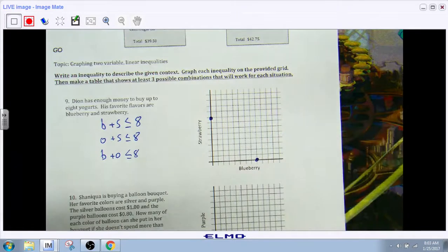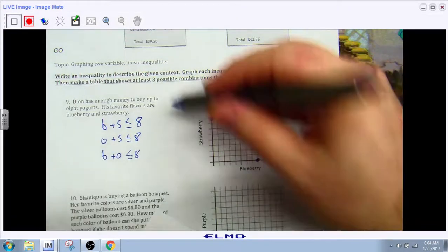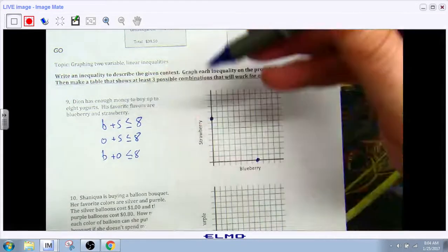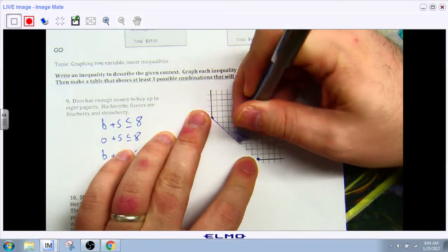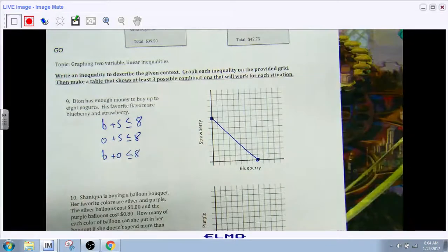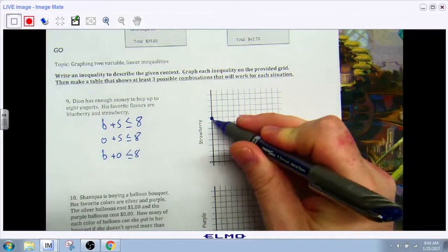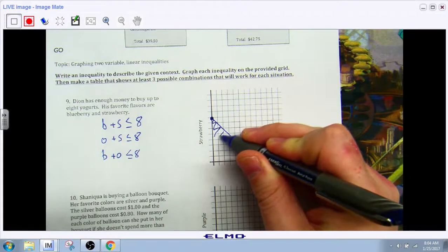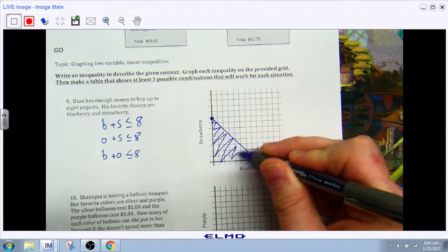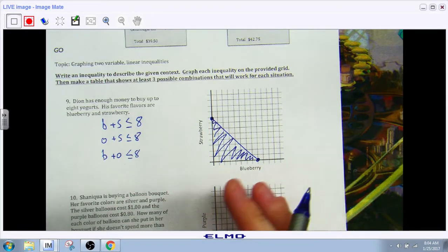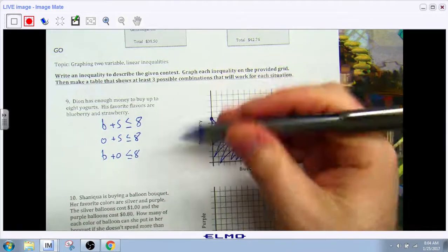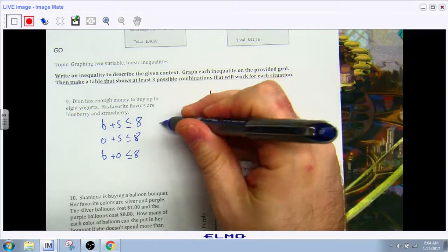Okay. We can then make a graph. Since he can buy up to 8, it's going to be a solid line because it's less than or equal to. So it's going to look like this. We're going to shade underneath here. I'm just going to do a little squiggly line to show my shading because I don't have a pencil. Okay. So those represent all the different possibilities of strawberries and blueberries, or yogurts. It then asks us to make a chart.